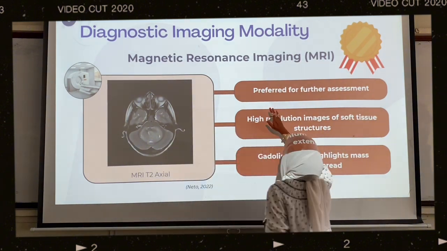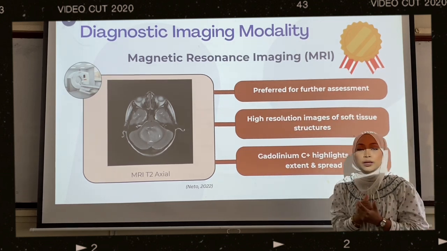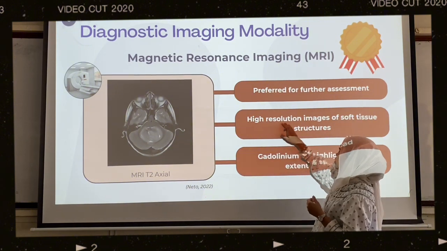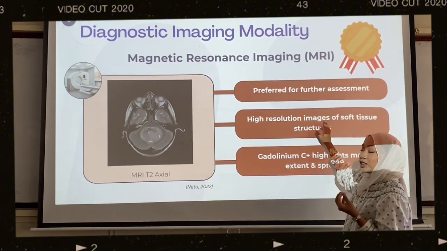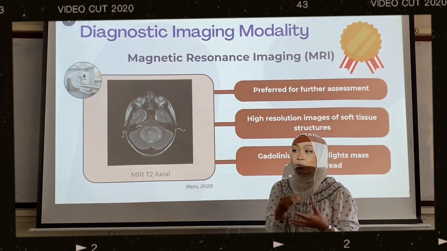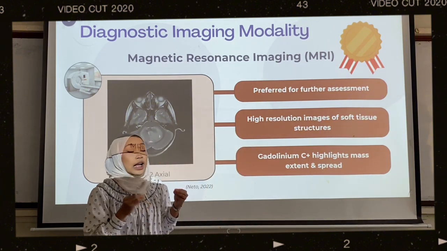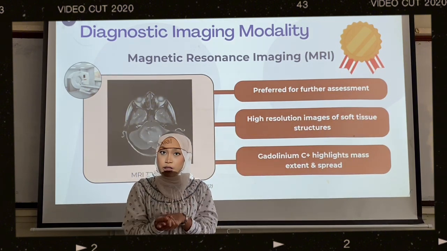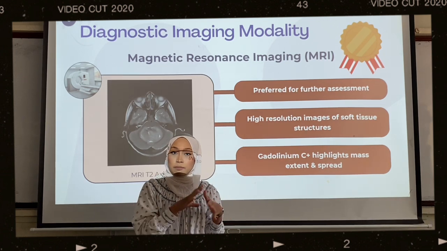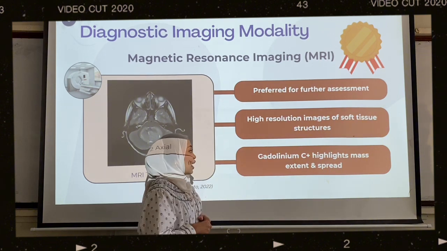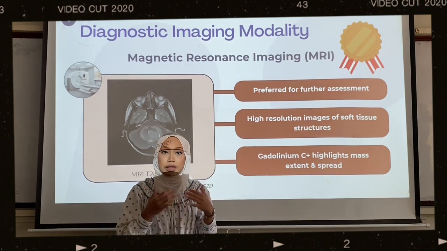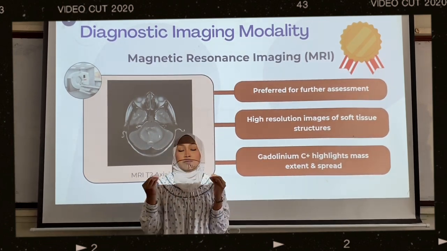That's why MRI is the preferred imaging modality for further assessment of medulloblastoma, because MRI is considered the gold standard. It can provide high resolution images of soft tissue structures and show details of the mass. Gadolinium is the common contrast used during MRI because it can enhance mass visibility, distinguish the mass from the surrounding tissues, and also highlight the mass extent and its spread. So it gives the clinician a better understanding of the mass, which we call medulloblastoma.